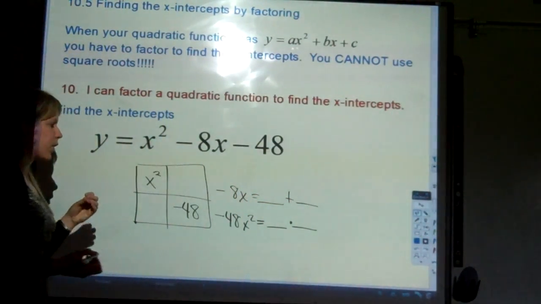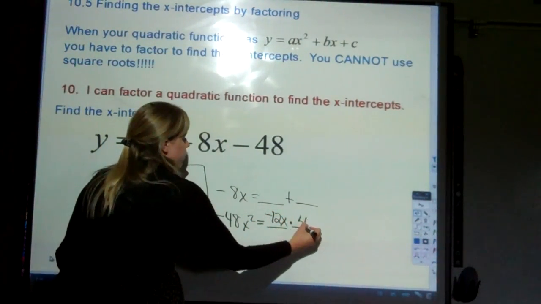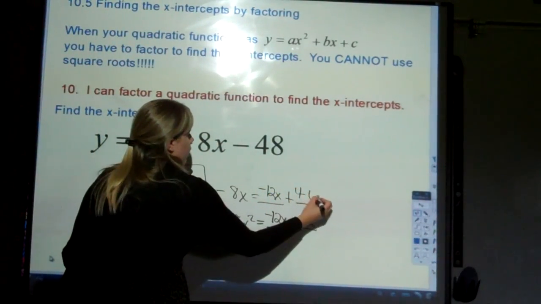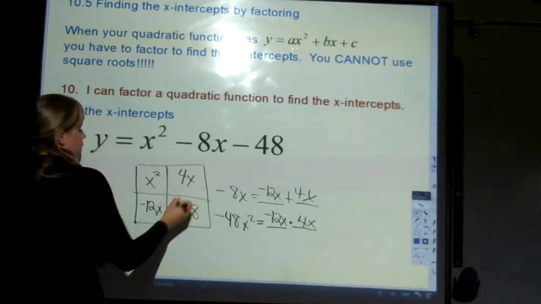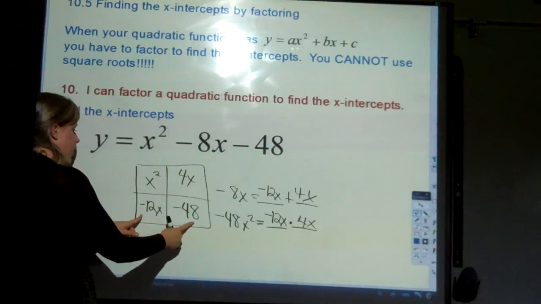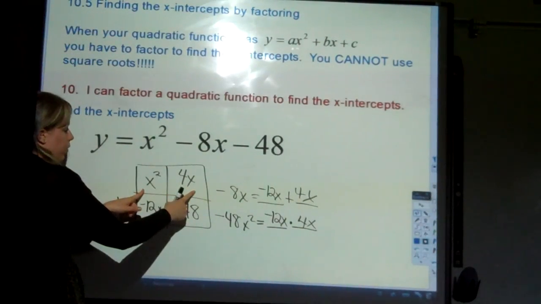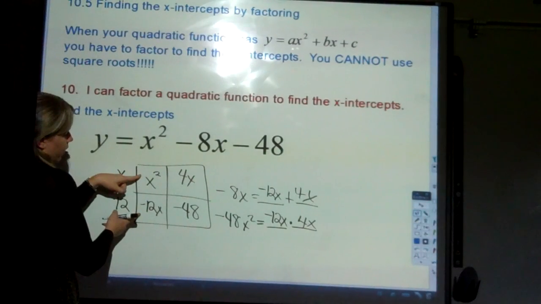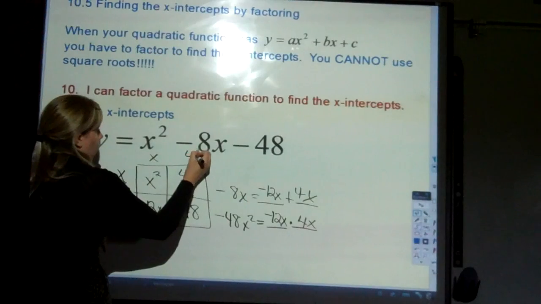In this case, we can figure it out. We know that it is negative 12x and positive 4x. So we take that negative 12x and the 4x, and we put it in the box. It doesn't matter which order you put them in. And then you factor. What goes into both negative 12x and negative 48? That's 12. What goes into both x squared and 4x? That's x. X squared and negative 12x is x. 4x and negative 48, that's 4.